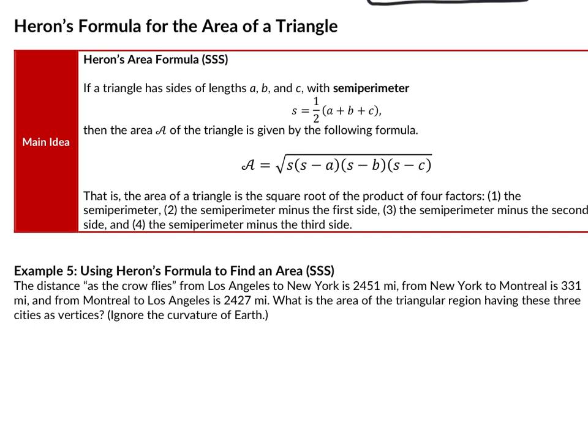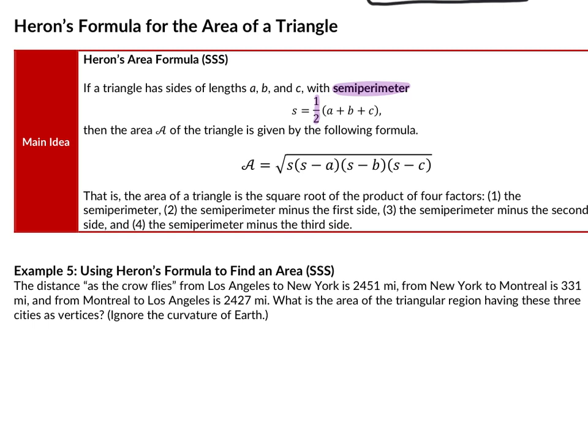To use this formula, you have to have something called a semi-perimeter. Semi means half, like semester is half your school year, right? So you take half of the perimeter. Perimeter is all the sides added up. A semi-perimeter is half of that. If you know all three sides, you can find the semi-perimeter.